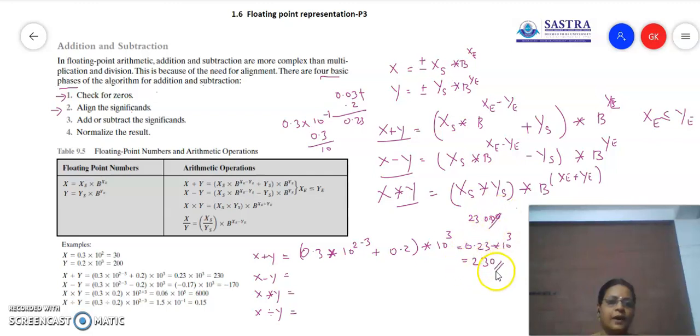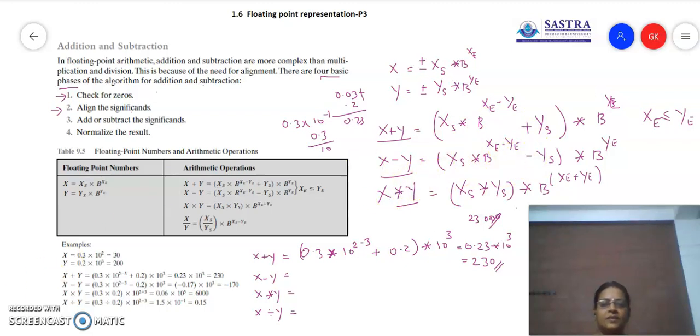So in the same way, you will be implementing x minus y, x star y, and x by y as per the equation given here. So I leave it as an exercise for you. Please work out x minus y, x star y, x by y as per the format given here.